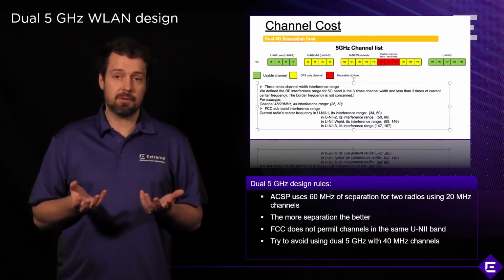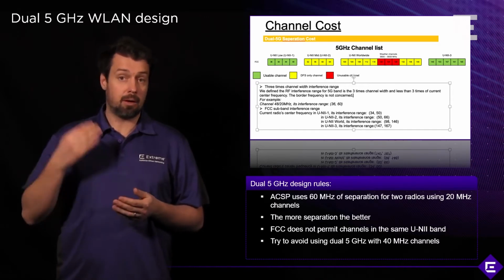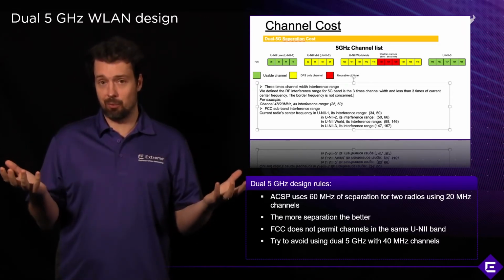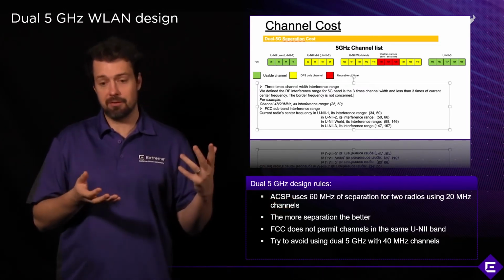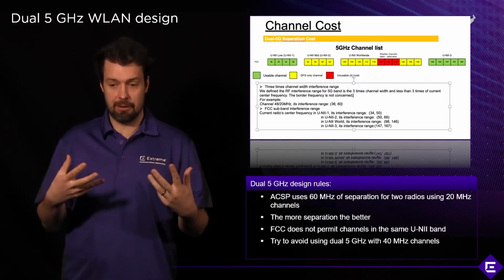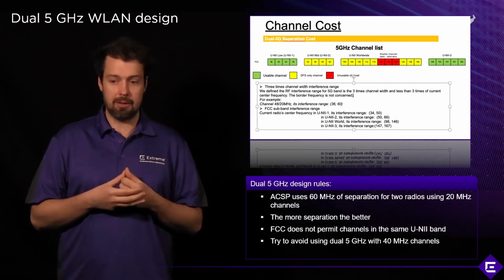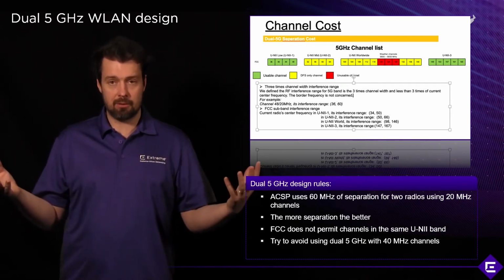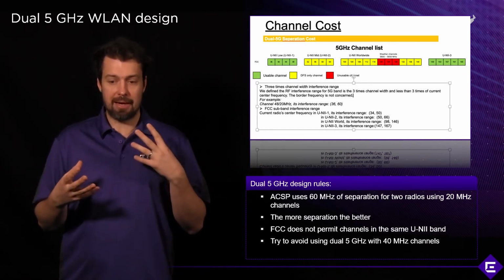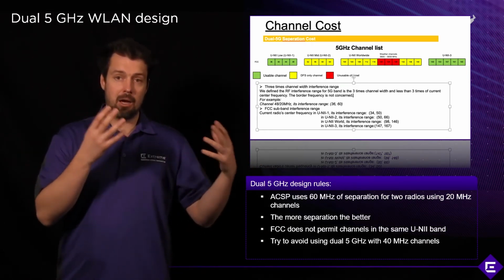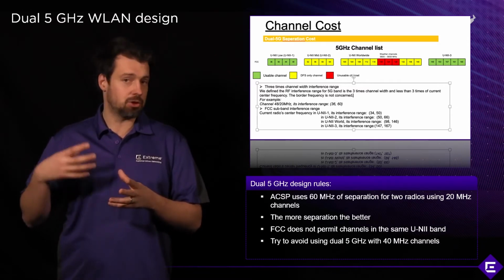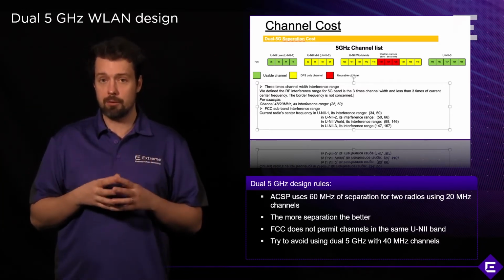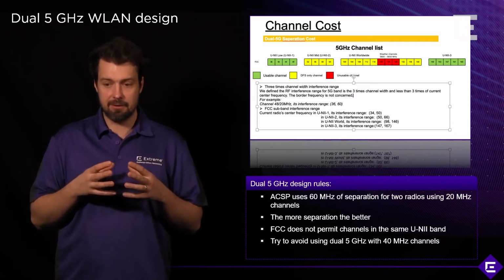So the ACSP will again use the cost-based algorithm to select the best channels, and the preferred channels are going to be the ones that are non-DFS. So in this case, UNII-1 and UNII-3 in the example that you see on the screen. It will implement a 60 megahertz separation if you're using 20 megahertz channels. It will also try to bond a non-DFS channel with a DFS channel, just in case you have a radar blast, so that only one of the channels on the physical AP is affected.